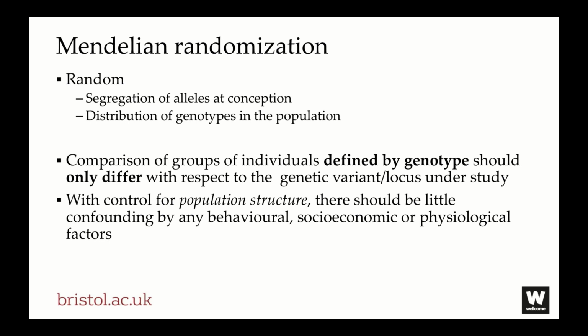So what we essentially do is compare groups of individuals defined by a particular genotype that should only differ with respect to that genetic variant or its effect on an exposure. And Megan mentioned population structure and stratification earlier. With control of population structure, by using, say, homogeneous populations, given the way they've inherited their genetic variation ancestrally, there shouldn't be any confounding by behavioral, socioeconomic, or physiological factors that would otherwise confound that exposure-outcome association.